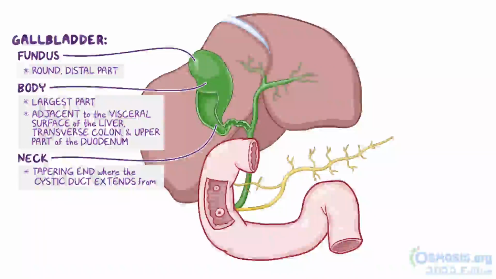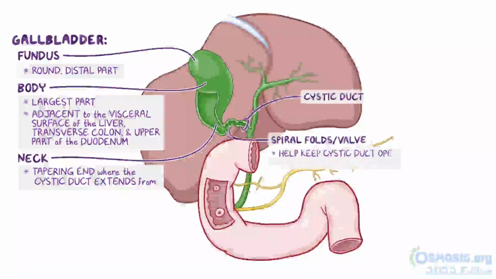The mucosa of the neck of the gallbladder and the cystic duct creates a spiral fold also called the spiral valve, which helps to keep the cystic duct open to allow for the easy flow of bile for storage or release.